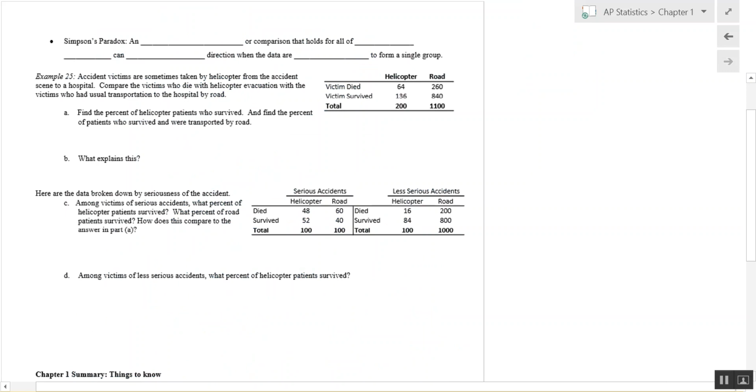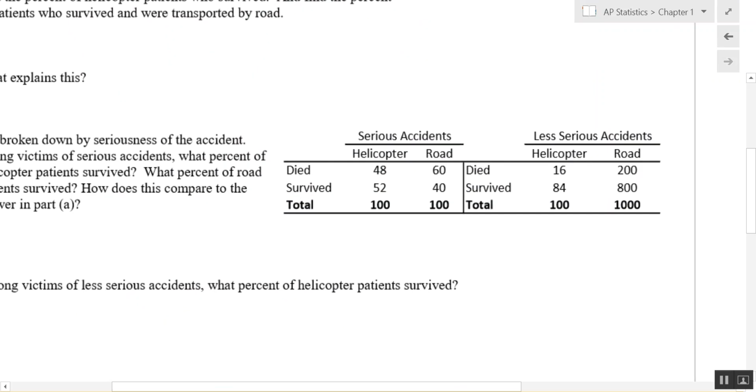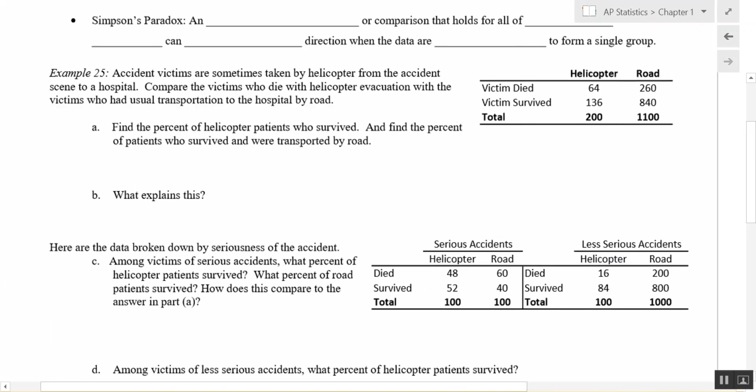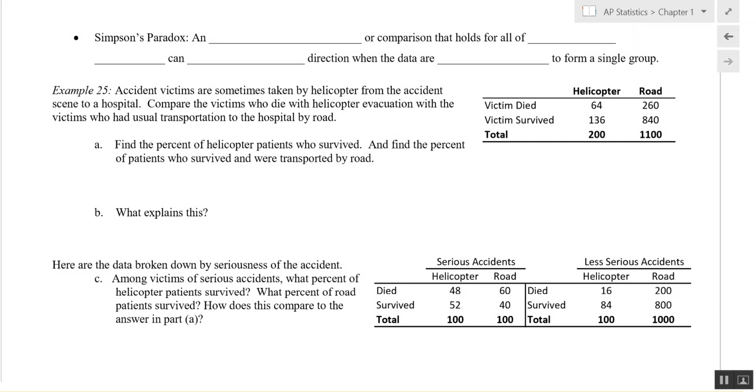All right, flip the page with me. We're going to finish talking about one thing that has to do with two categorical variables, or two-way tables. It's called Simpson's paradox. It's just an interesting little thing that comes up here.